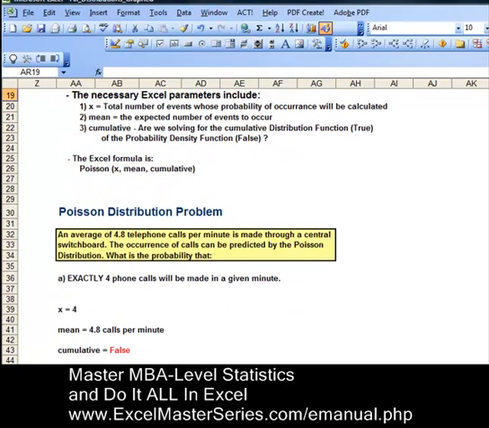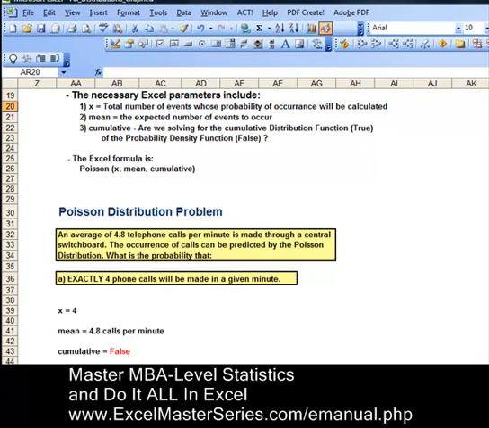Let's take a look at a problem that uses the Poisson distribution. Problem reads as follows. An average of 4.8 telephone calls per minute is made through a central switchboard. The occurrence of calls can be predicted by the Poisson distribution. What is the probability that A, exactly 4 phone calls will be made in a given minute?